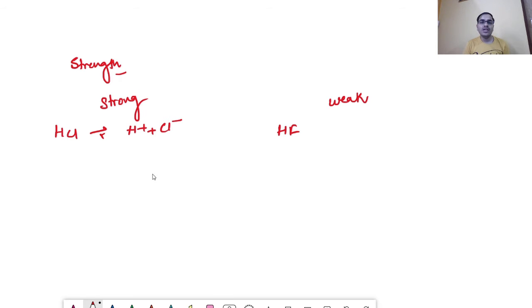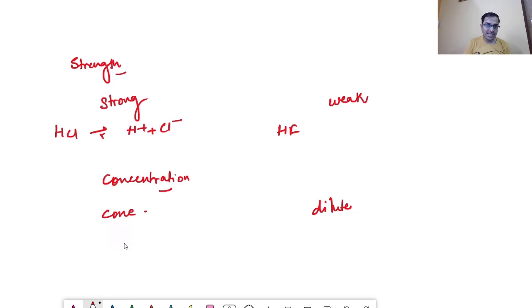Similarly, on the basis of concentration also, you can distinguish acids. That is a concentrated acid or a dilute acid. What concentrated means: since a solution is made up of solute and solvent, if in a solution you have more solute than solvent, then we call it a concentrated solution. Similarly, in a dilute solution, what is the case? Here the amount of solvent will be higher than the amount of solute.